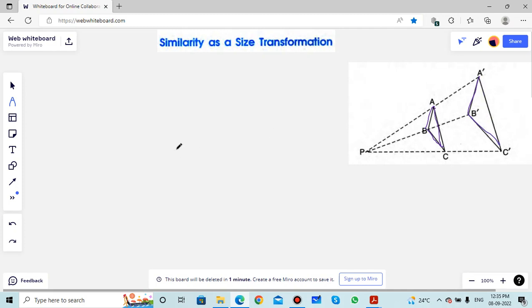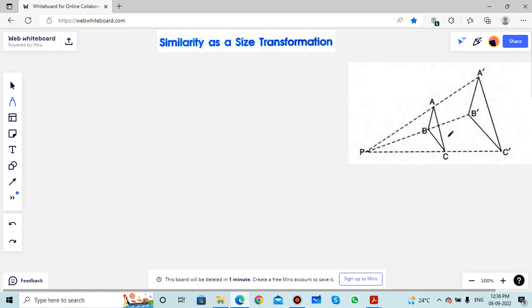Now are these two triangles similar? Yes, these two triangles are similar. Now, how will the size differ if this distance is twice of this distance? Will it also become twice? The answer is yes. But the question arises, how?